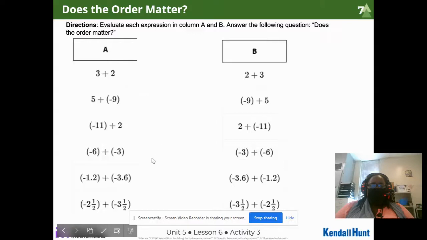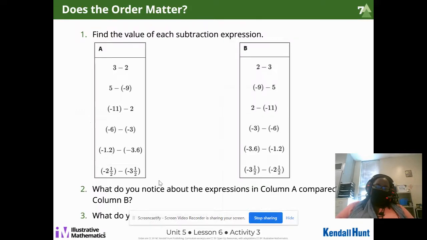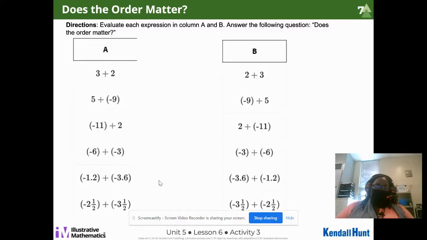Once you find the solutions for A and B, then you're going to answer your question: does the order actually matter in the way that the problem is written? Yes or no. And then once you say yes or no, basically explain why.